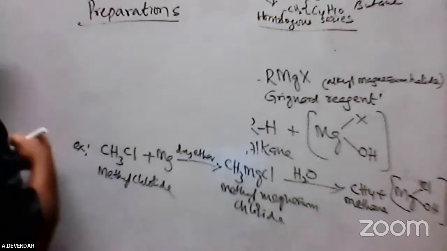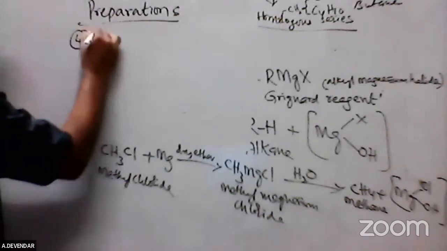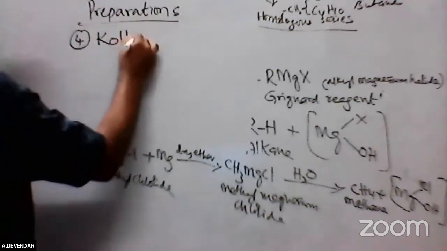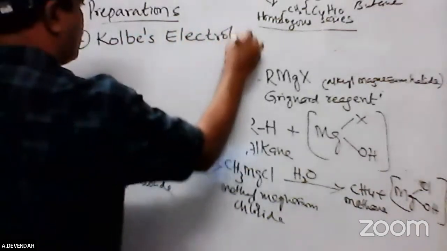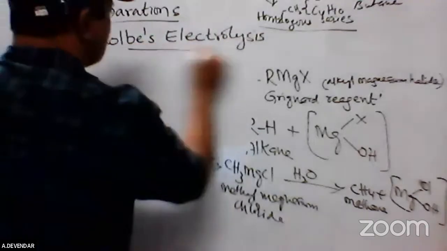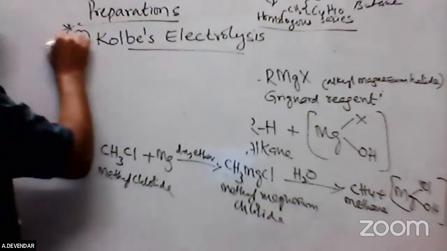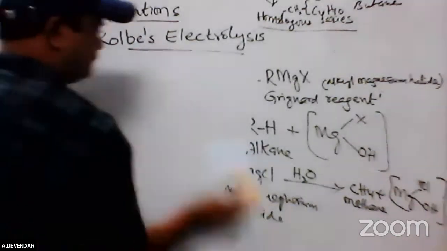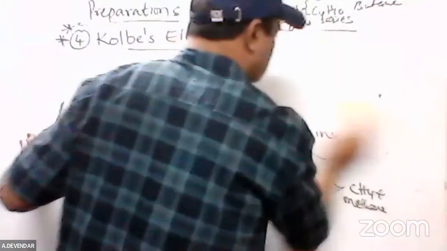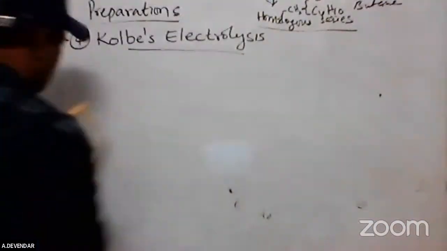The fourth preparation is called Kolbe's electrolysis. Again, it is very, very important, because it is also a named reaction. Kolbe prepared this reaction, so this is also a very important one. What is Kolbe's reaction?